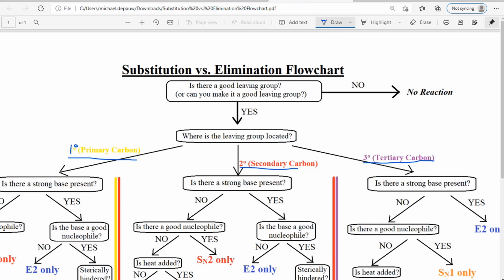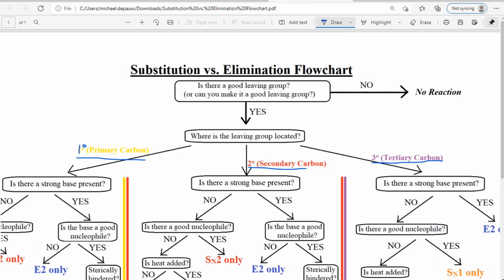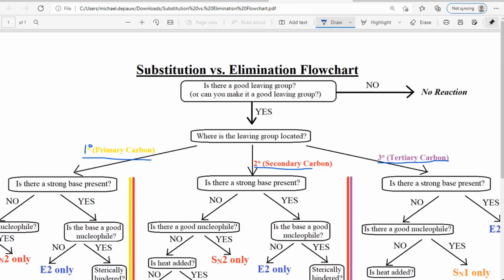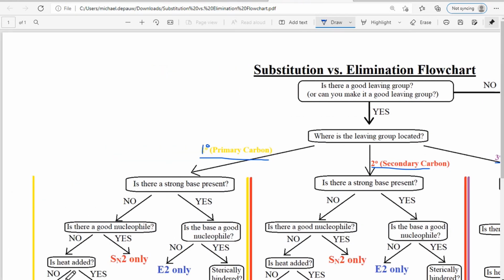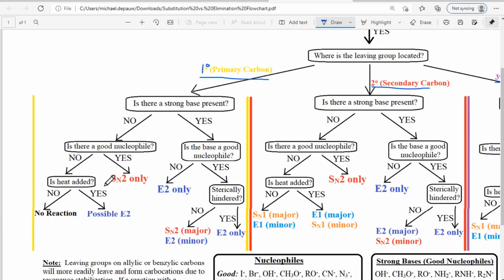From there, you have to ask yourself, is there a strong base present? Okay? So if the leaving group is attached to a primary carbon and there is a strong base present, you have to ask yourself, is the base a good nucleophile, like OH minus or CH3O minus?